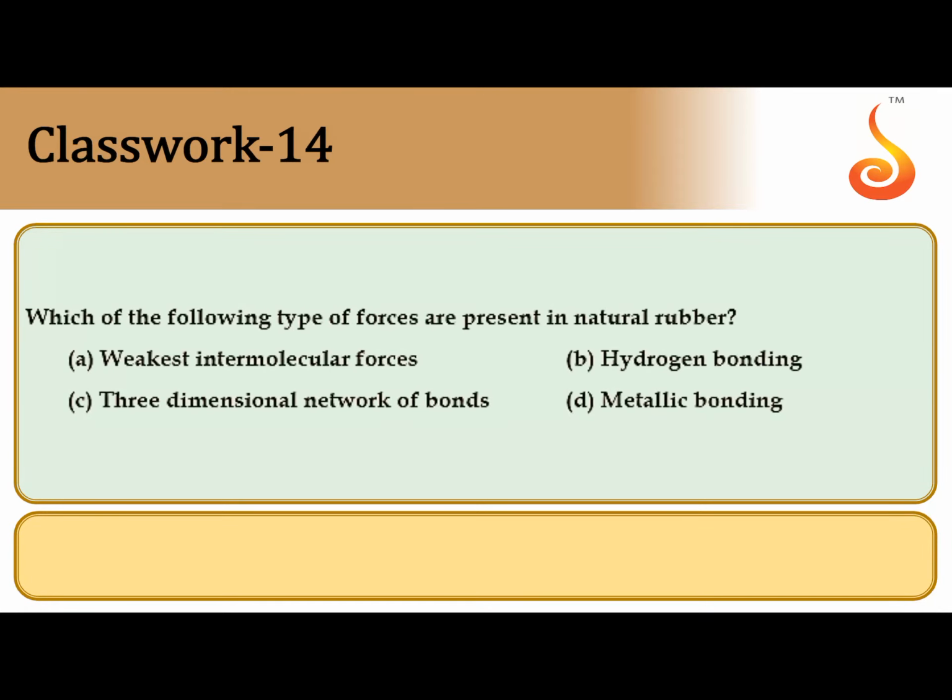Which of the following type of forces are present in natural rubber? Natural rubber, we know, is elastic in nature. So when the pressure is applied, its length will be increased. When pressure is removed, it gets its original shape and length. So weak van der Waals forces, weak intermolecular forces are present in elastomers, that is natural rubber. Among all these, hydrogen bond, metallic bond, three-dimensional network of bonds, the correct answer is weakest intermolecular forces. That's why it has elasticity.